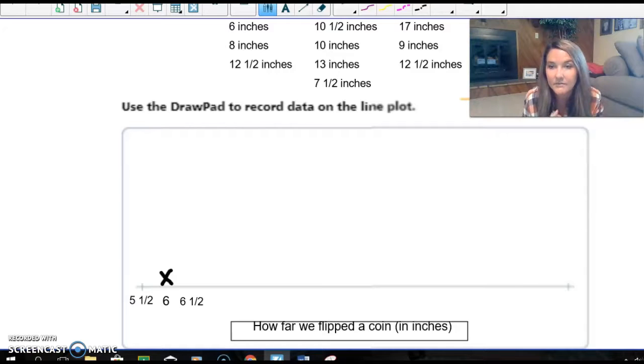We want to look and see how the data compares when we have all the measurements on there. And since a line plot is like a number line, we want to make sure we're counting by the same increment, so by half inches, starting with our lowest measurement, 5 1/2 inches, all the way up to 19 inches. Okay, so it's your turn to do this. I want you to draw the line plot using this data, and in the next video we are going to discuss what we found out about our data of flipping a coin. Okay, all right, happy line plot making.